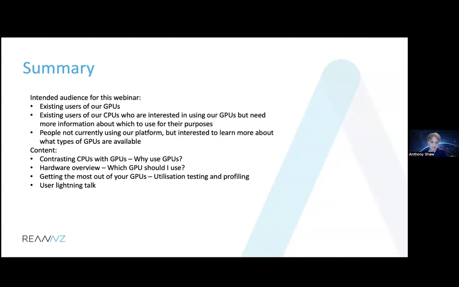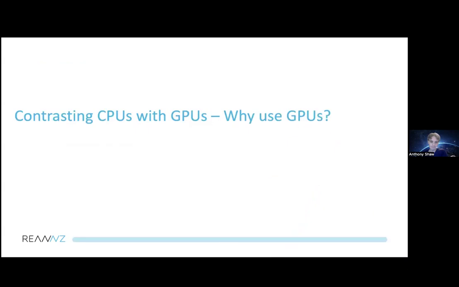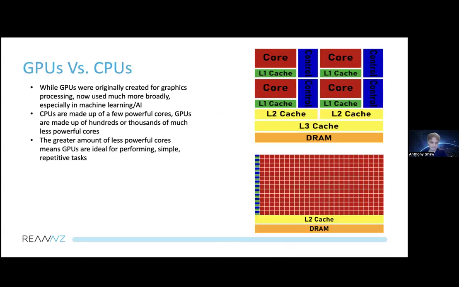We will then provide an overview of the available GPUs on Mahuika and provide advice on when you want to use each type. After which, we will offer some guidance on testing and profiling your GPU usage to ensure that you are using the optimal GPUs and getting the most out of them. Then to wrap up the webinar, Wanting will provide a quick lightning talk on their use of the GPUs, giving you a real-world example of how someone might be making use of GPUs on the HPC.